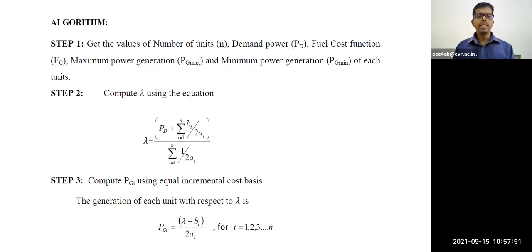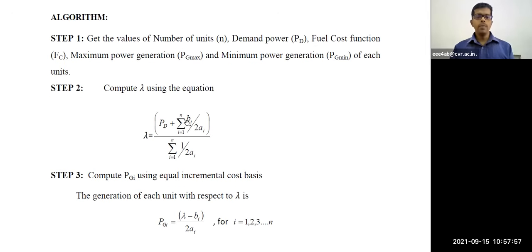Step number 2 is to assign the initial value of lambda. Assign the initial value of lambda. What is the formula for finding the lambda? Like we derived this. Okay, no need to memorize. We derived it. If you have any doubt, you go to the previous class and see how lambda is derived.